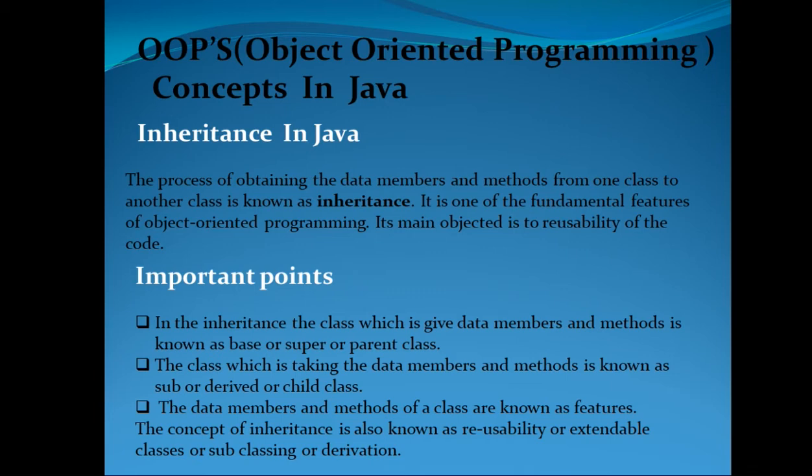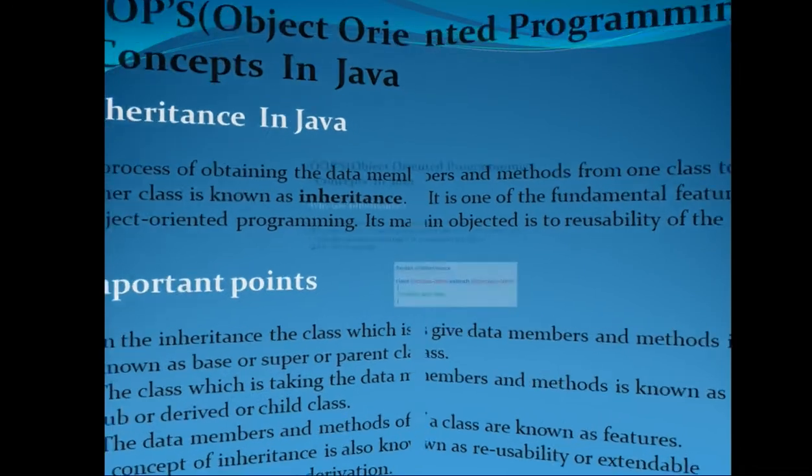Important points about inheritance. In inheritance, the class which gives data members and methods is known as the base or super or parent class. The class which takes the data members and methods is known as the sub or derived or child class. The data members and methods of a class are known as features. The concept of inheritance is also known as reusability, extensible class, subclassing, or derivation.